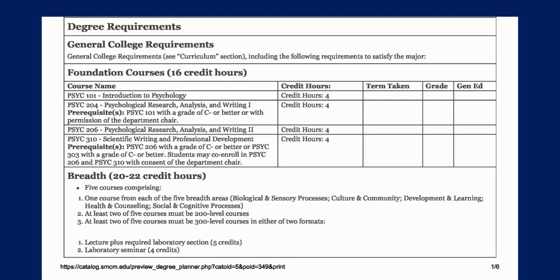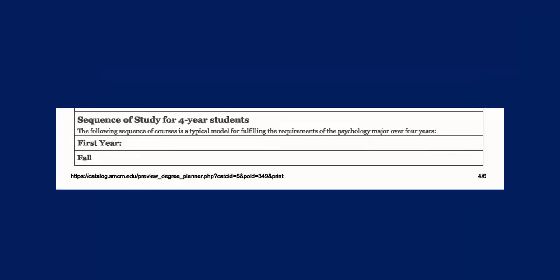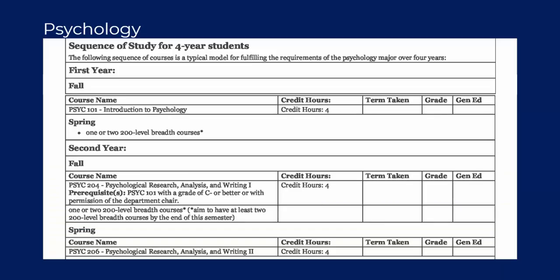This document can be a bit overwhelming at first read, but don't worry, your academic advisor will help you interpret the requirements each semester when you meet with them to discuss your registration plans. For now, scroll down until you see the area labeled Sequence of Study for four-year students. Some planners also have a sequence of study for transfer students, so make sure you find the sequence relevant to your circumstance. The sequence of study is broken down into sections for each year and semester of study.